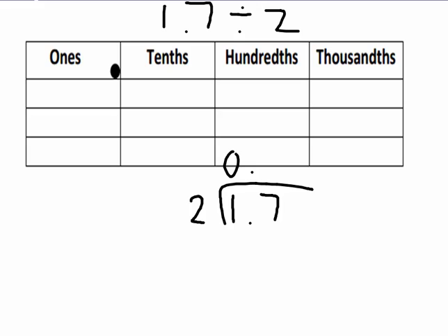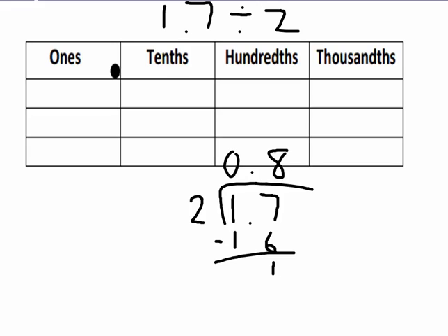2 goes into 17 8 times. I multiply, subtract, check. 1 is smaller than 2, so I'm good. Now, what do I need to do next? This is where my remainder became a problem. Well, I need to regroup.